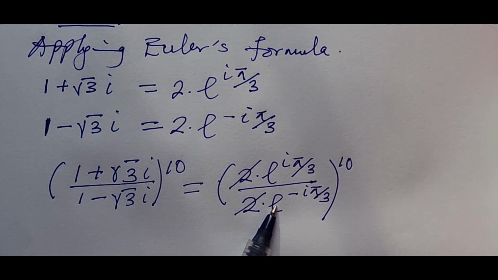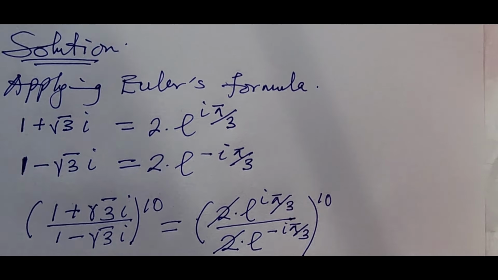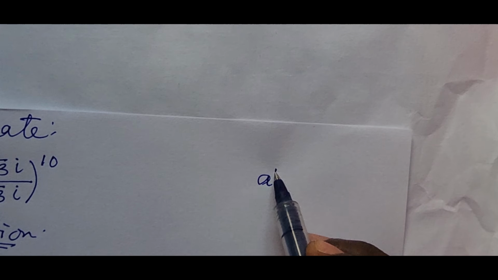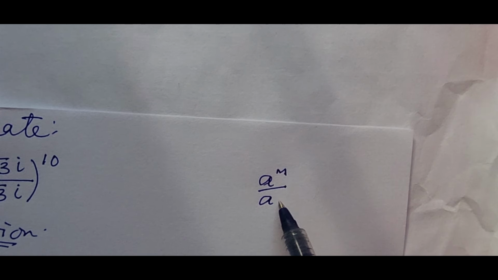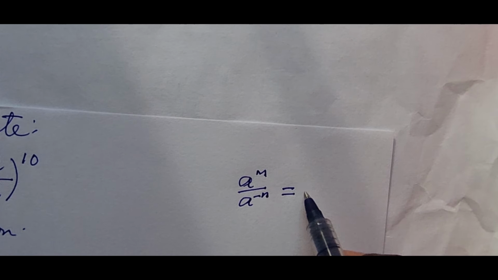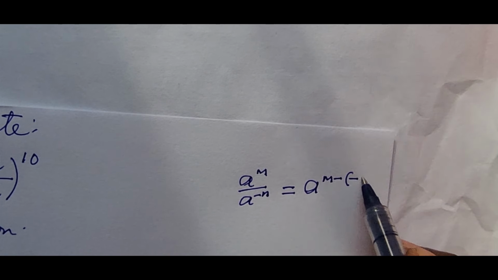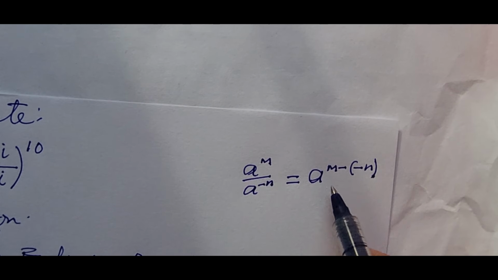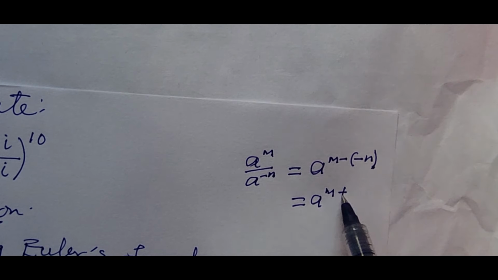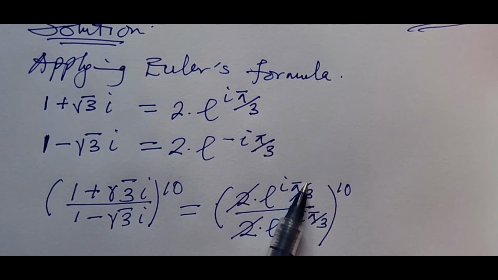We are having e here, we are having e here as the base number, and so we can apply the law of indices, which says that if you have a raised to the power of m all over a raised to the power of minus n, this is equal to a to the power of m minus bracket minus n close bracket. Then if we add up, this is going to give us a to the power of m plus n. So if we apply this law, then we can move this power up here.